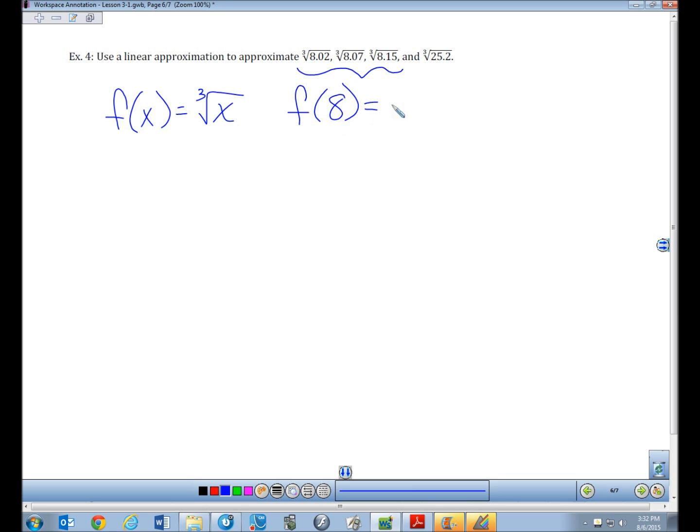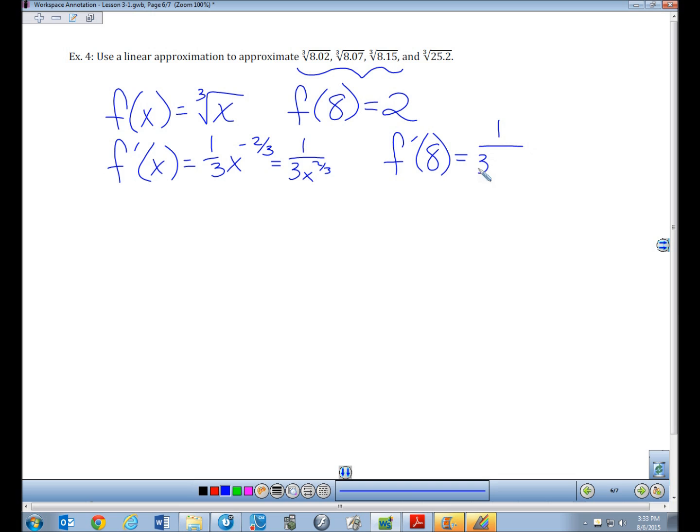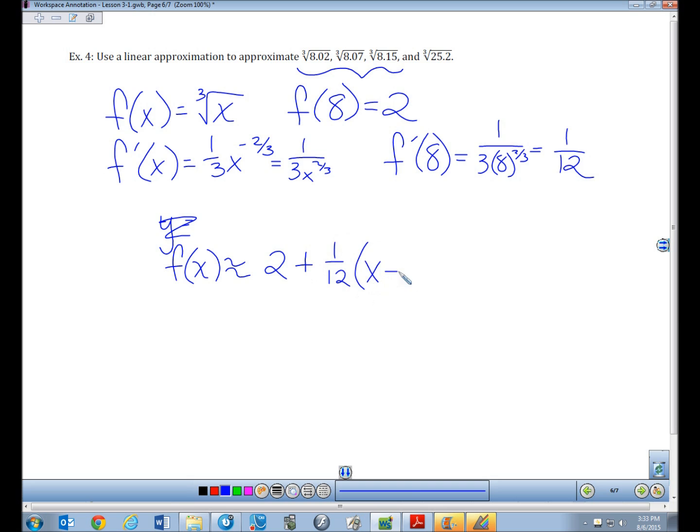then f of 8 is 2. F prime of x, which is going to be 1/3 x to the negative 2/3, which is 1 over 3x to the 2/3. F prime of 8 is equal to 1 over 3 times 8 to the 2/3. Well, 8 to the 1/3 is 2, squared is 4, times 3 is 12, so this is 1/12. Therefore, our linear approximation, f of x approximates the y value, 2, plus the slope, times x minus the x value.